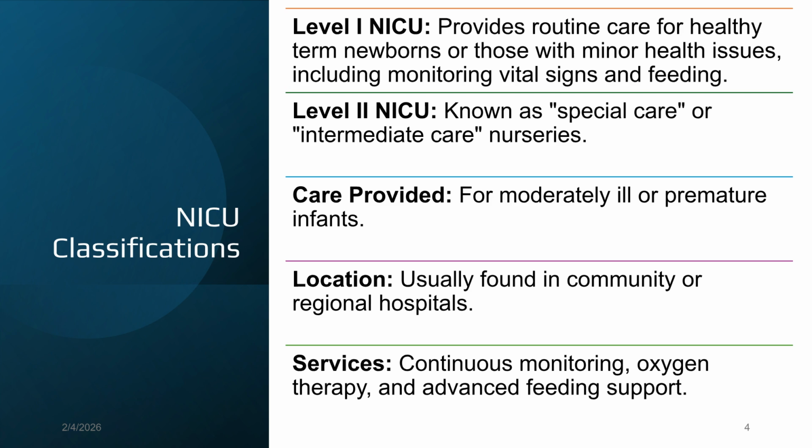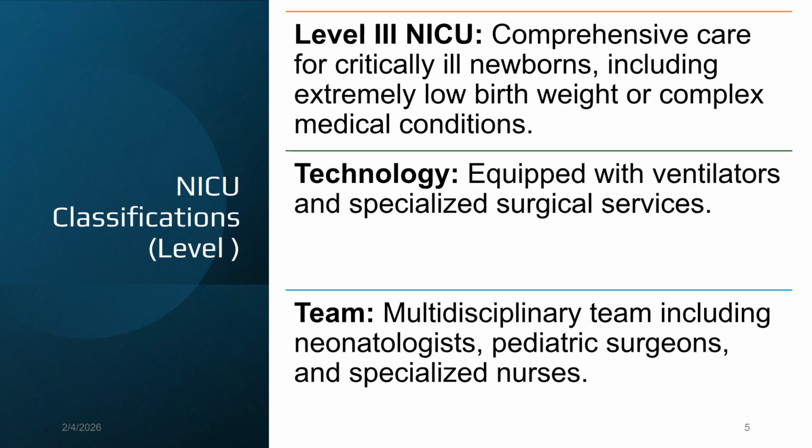NICUs are classified into levels. Level 1 provides routine care for healthy term newborns, or those with minor issues. Level 2, or special care nurseries, care for moderately ill or premature infants, offering continuous monitoring and advanced feeding support. Level 3 NICUs provide comprehensive care for critically ill newborns, including those with extremely low birth weight or complex medical conditions. They are equipped with ventilators and specialized surgical services, supported by a multidisciplinary team.